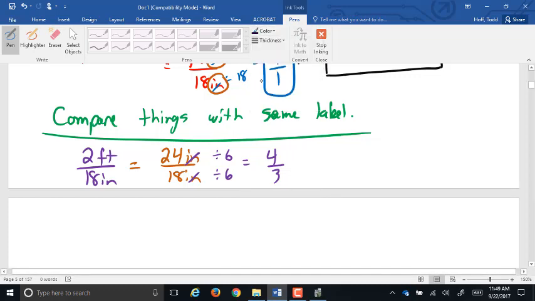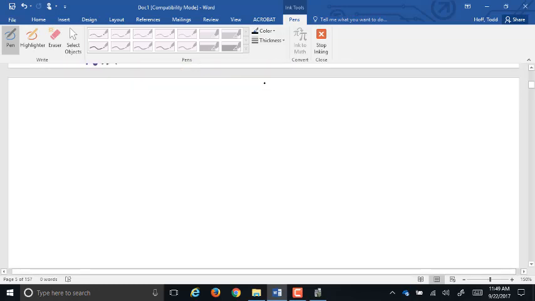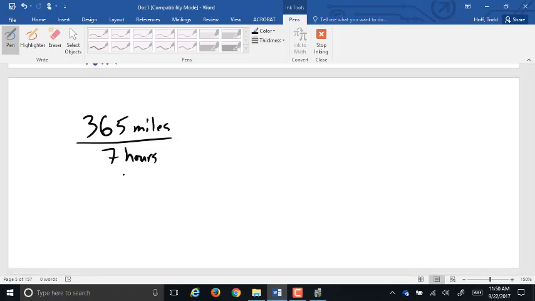So what happens if we have two numbers that we need to compare that aren't the same units and we can't change them to the same units? Let's say we send somebody on a road trip and they go 365 miles in 7 hours. There is no way we can turn miles into hours or hours into miles. There's no way we can make these labels the same.